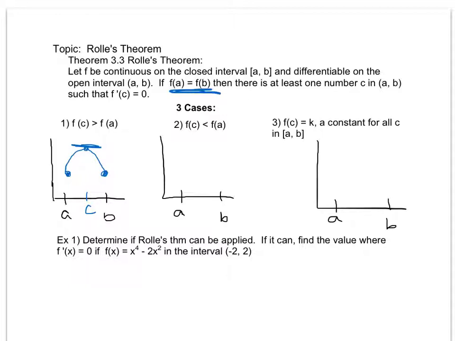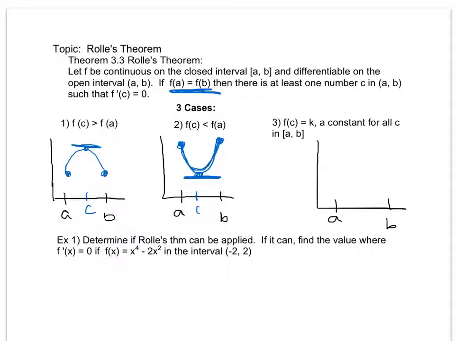If I look at my second case, again c is just some value in between a and b, what if f of c is less than f of a? So the y value associated with c is less than the y value associated with a, and as I pointed out before, f of a and f of b are the same. Again, notice that here I have a derivative of 0, because again, I'm flat.